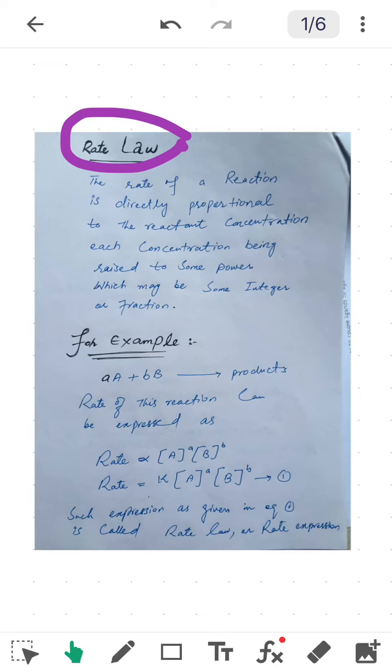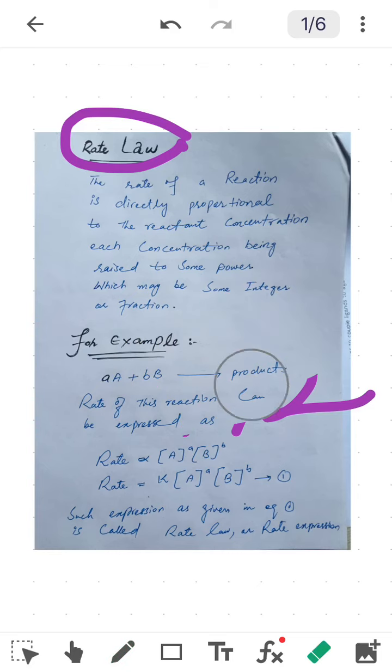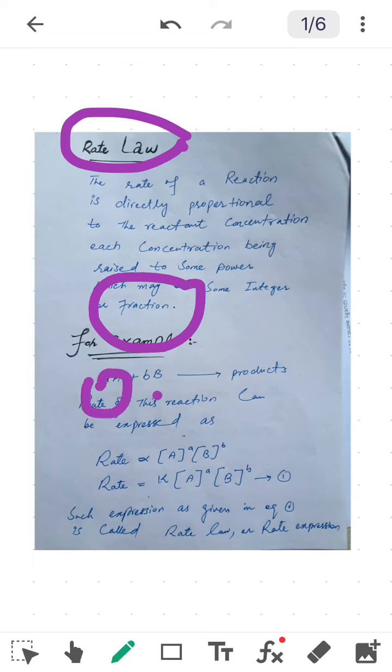So what is an integer? Here integer means it may be 0, 1, 2 and so on, and fraction means it may be 0.1, 0.5 and so on.